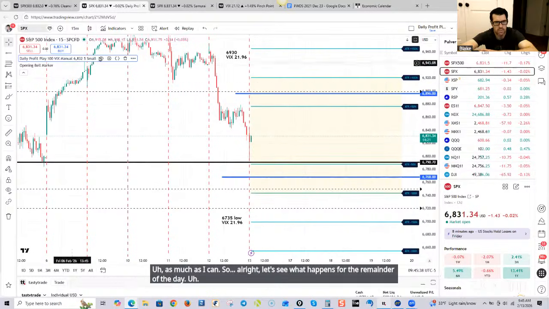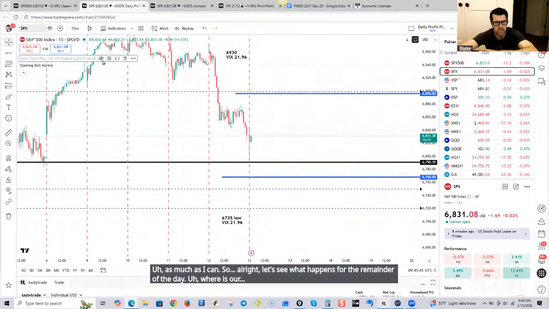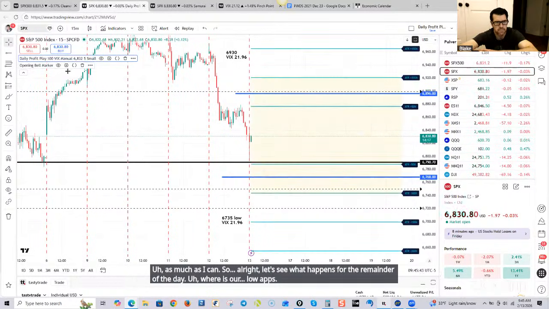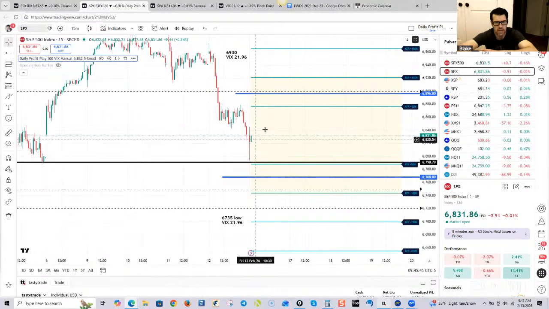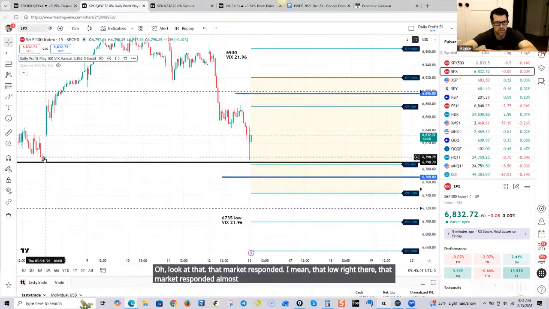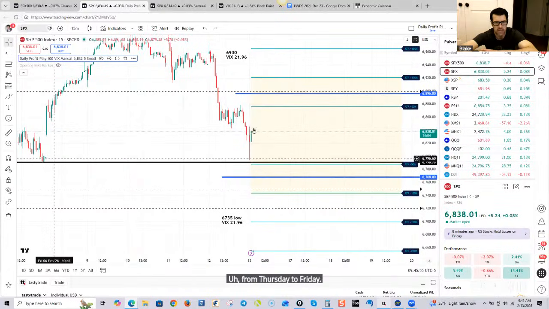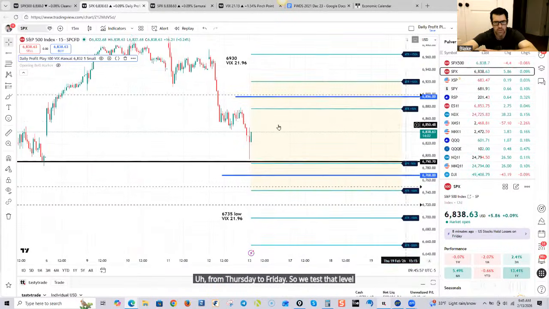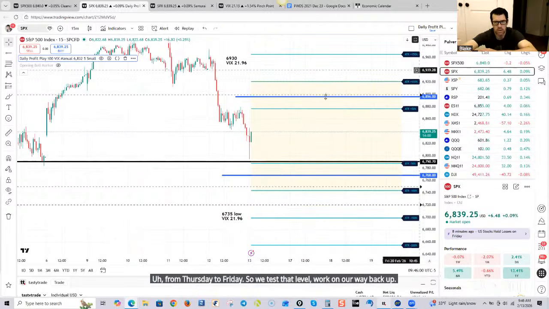Where is our low at? Oh, look at that. That market responded. That low right there, the market responded almost perfectly to that gap fill from Thursday to Friday. So we test that level, working our way back up. And now let's see what the market does for the day.